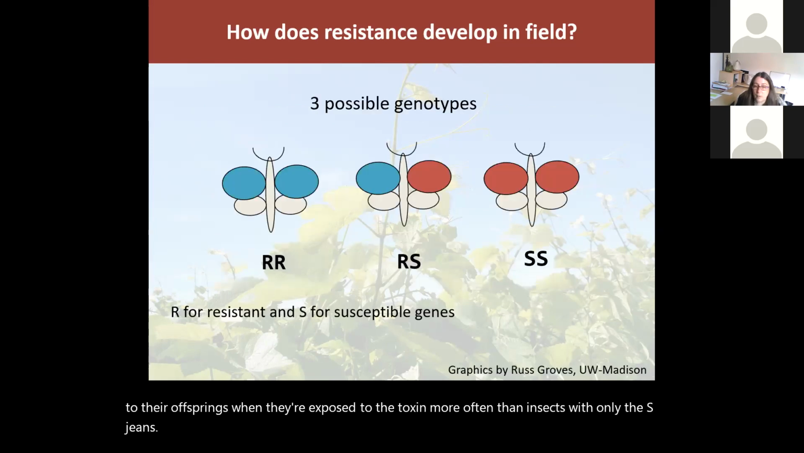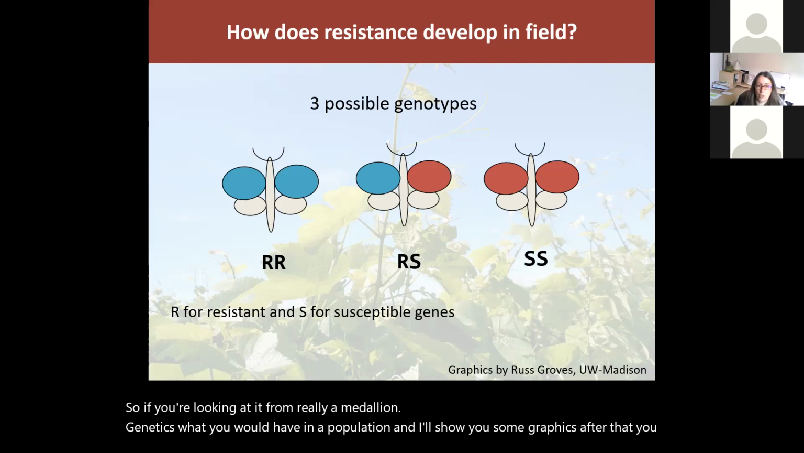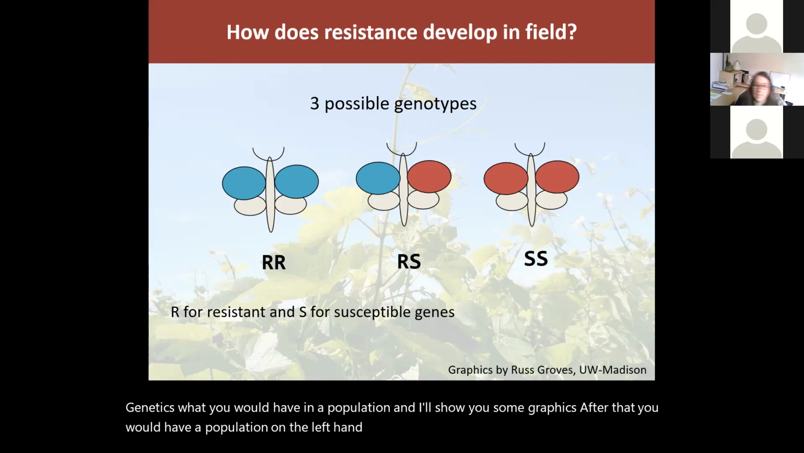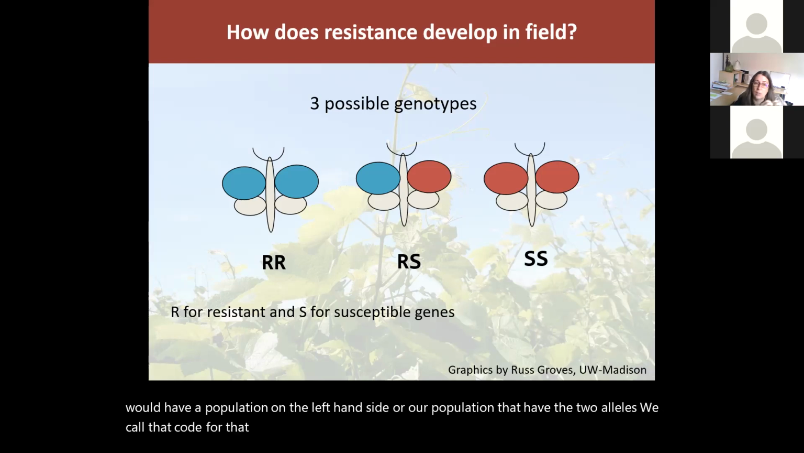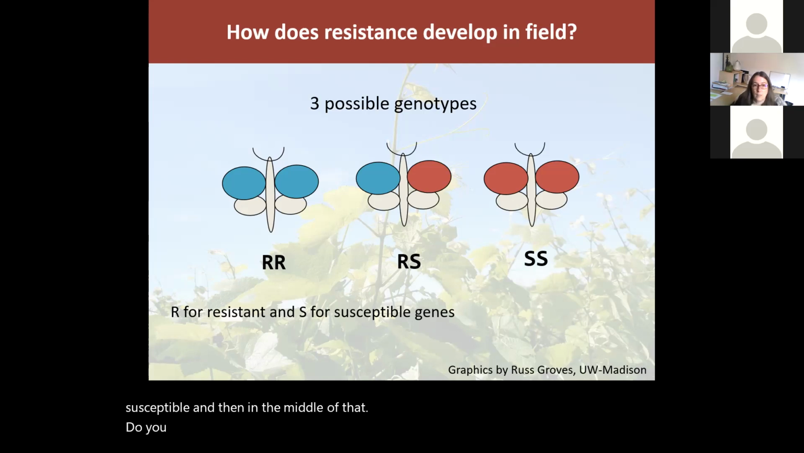So if you're looking at it from really a Mendelian genetics perspective, what you would have in a population, and I'll show you some graphics after that, you would have a population on the left-hand side, the RR population, that have the two alleles, we call that code for that gene, that are resistant. So that's a fully resistant individual. You have an SS on the right-hand side that are fully susceptible. They have the two alleles for that gene that are susceptible. And then in the middle of that, you have what we call the heterozygotes, and those are R and S.